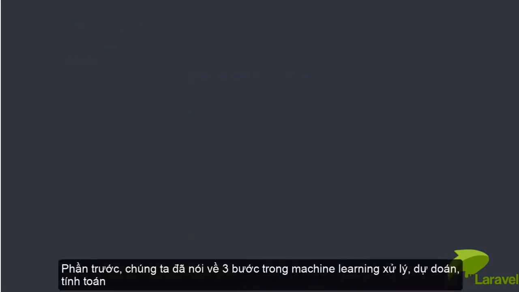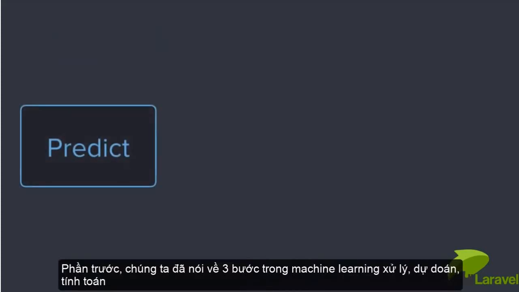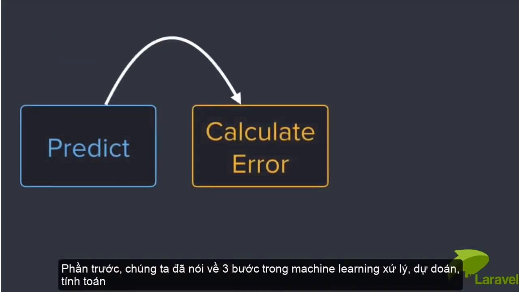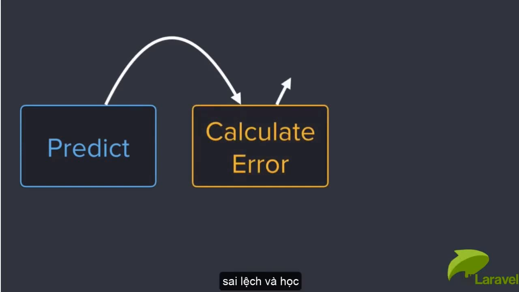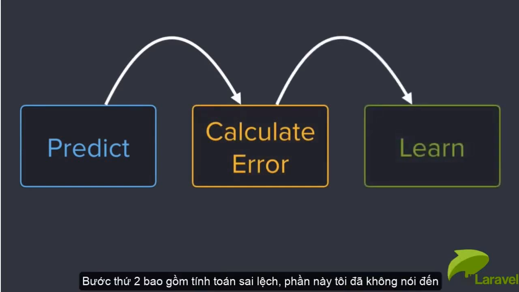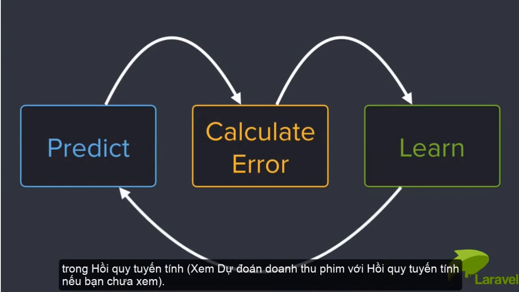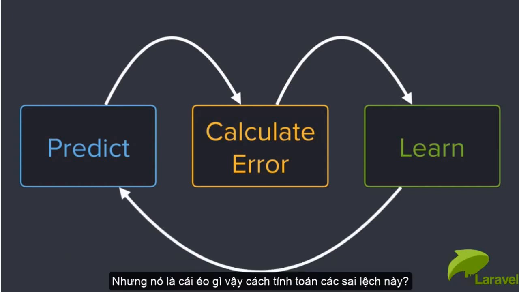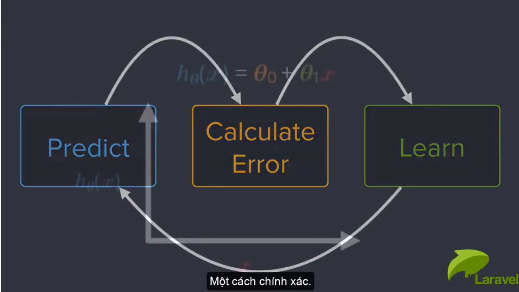All right, so previously, we've talked about the famous 3-step machine learning process. Predict, calculate the error, and learn. Now, the middle step is something that involved calculating an error. And I glossed over that part in the last lesson. So what does that mean, and how do we calculate the error exactly?